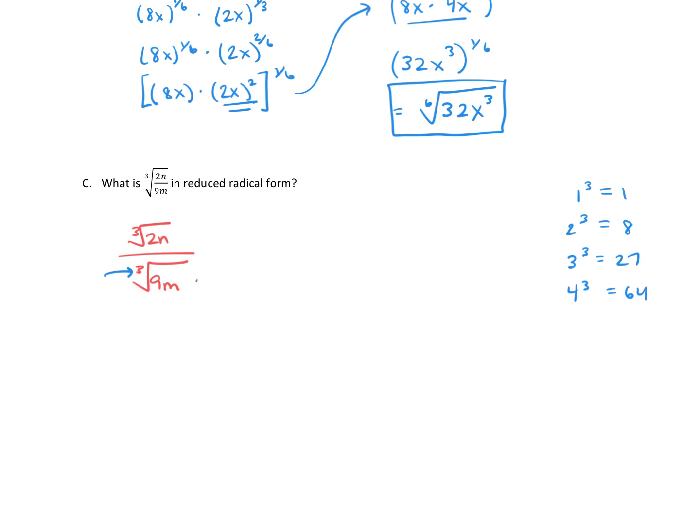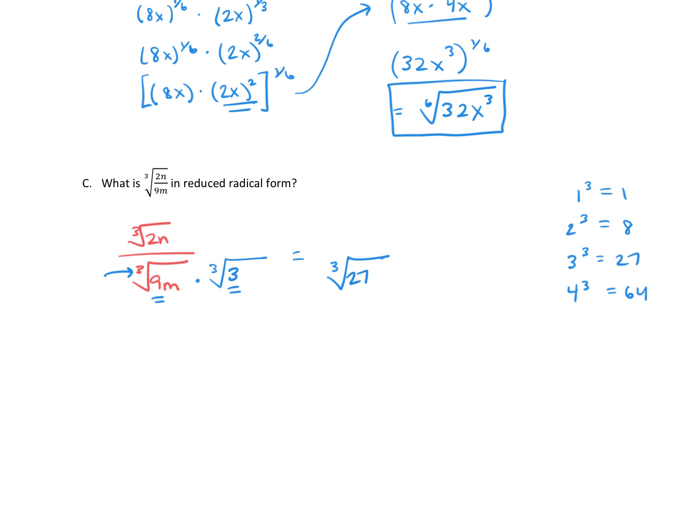We need to multiply this by a cube root of something, and we want to end up with something we can cube root perfectly. So I want an 8, a 27, or a 64 under this radical. So does 9 fit into any of these? 9 fits into the 27, so we want a 27 right here. Well, what do we multiply 9 by to get to 27? 9 times 3 is 27. So we're going to rationalize with a cube root of 3 to get to the cube root of 27.